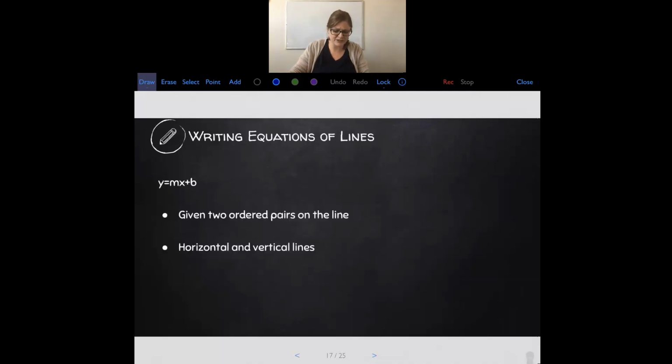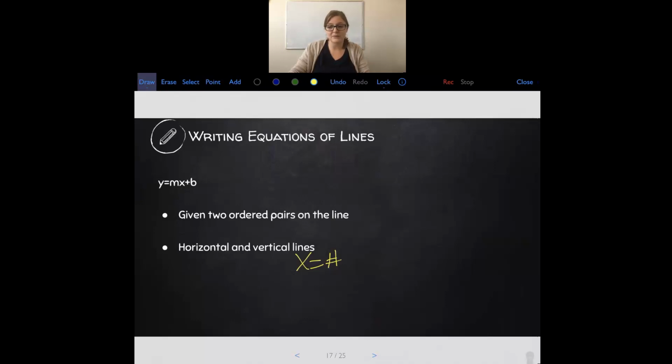Okay, so writing equations of lines, we're typically going to use the form y equals mx plus b. Remember that vertical lines don't fall into that. They are x equals some number. But in this lesson, we're going to talk about writing an equation of a line in y equals mx plus b form, given 2 ordered pairs that are on the line.